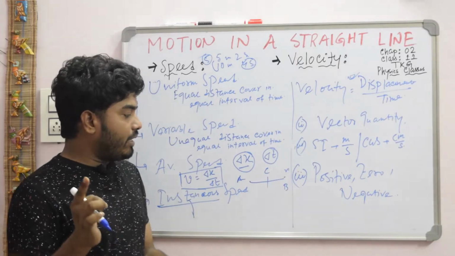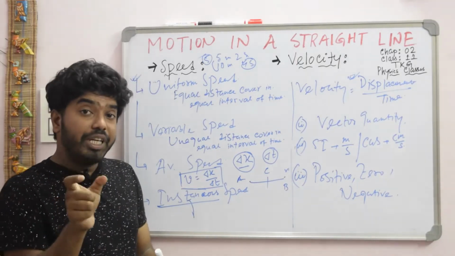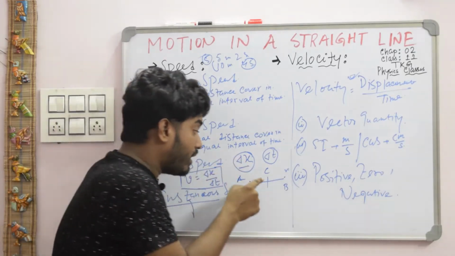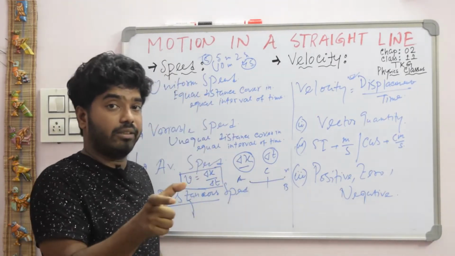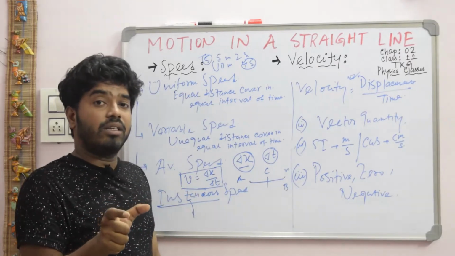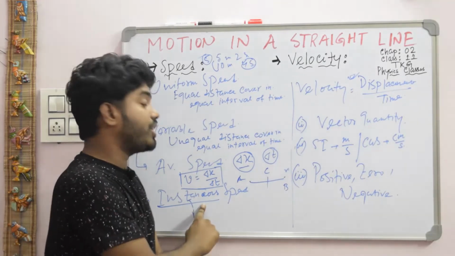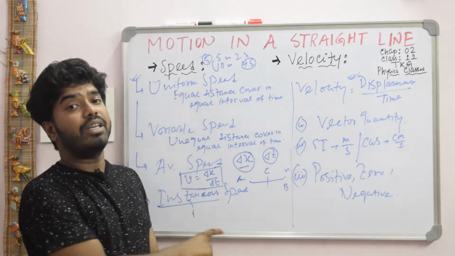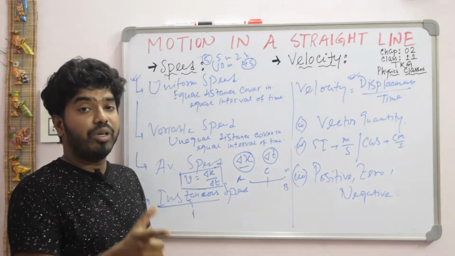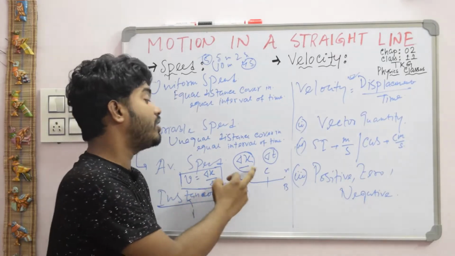Now if I ask one question: what is the speed of this car at this particular point, at point C, at a particular instant? In this case the speed is defined as instantaneous speed, which is calculated by the speedometer. You know, in a car there is a speedometer. So in the speedometer we calculate instantaneous speed.